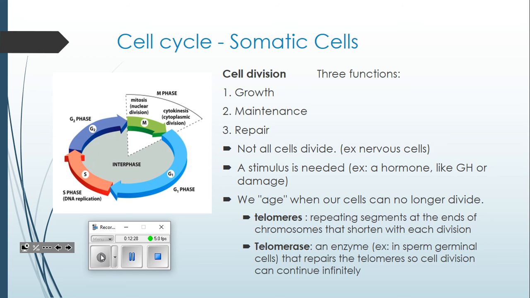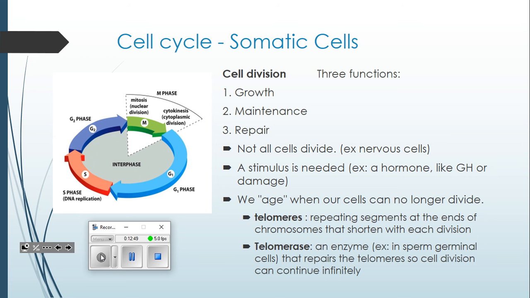The second point down here is that there needs to be a stimulus. Cells aren't just going to divide just because. If they do, we got a problem. If cells divide just because, you might have a tumor forming. That's how cancer starts, is when cells divide out of control. But there needs to be a stimulus.